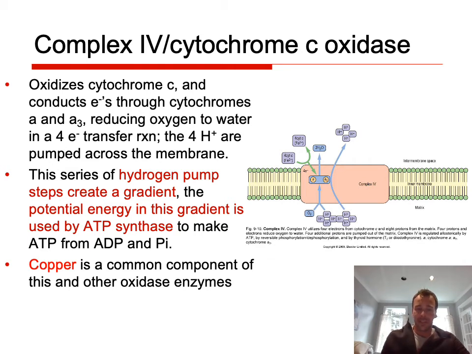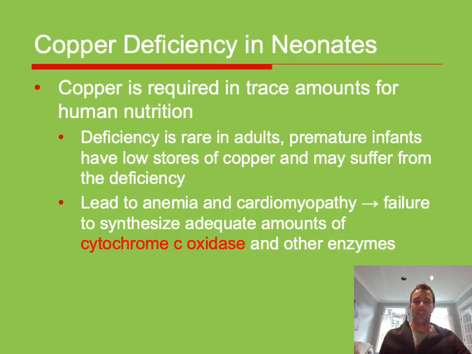Before we get there, I want to mention that copper is a common component of this and other oxidative enzymes. We get copper in trace amounts from the food we eat. This deficiency is rare in adults, but premature infants can have low stores of copper and may suffer from deficiency. This can lead to anemia and cardiomyopathy, basically because you're failing to synthesize adequate amounts of cytochrome C oxidase and other enzymes.